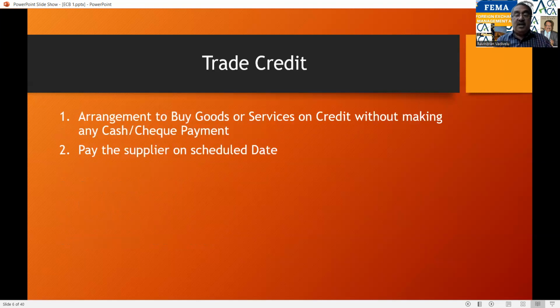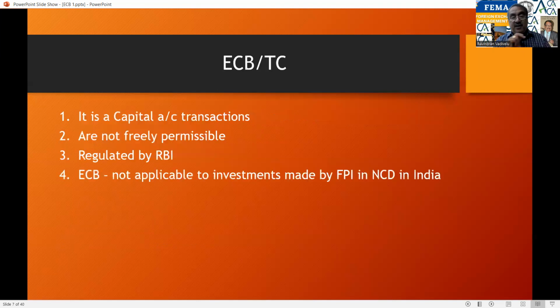You are also eligible to get trade credit. Normally trade credit is when you are buying goods or services from abroad on credit, without making any cash or cheque payment, but the payment has to be made on a particular scheduled date to the supplier. So this comes under the category of trade credit.